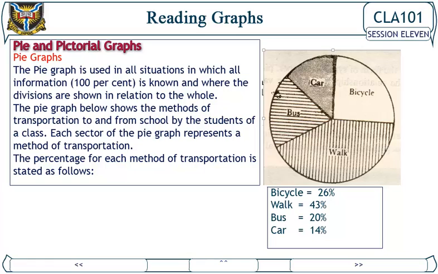Pie and pictorial graphs. Pie graph. The pie graph is used in all situations in which all information, 100%, is known and where the divisions are shown in relation to the whole. The pie graph below shows the methods of transportation to and from school by the students of a class. Each sector of the pie graph represents a method of transportation.